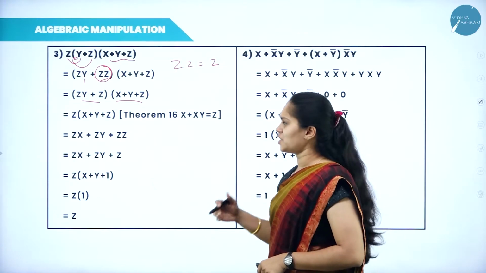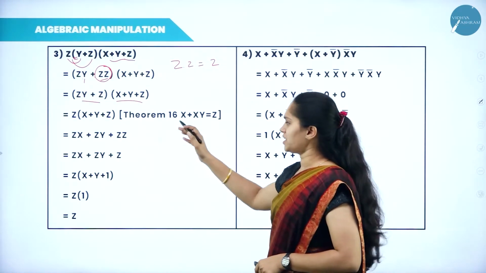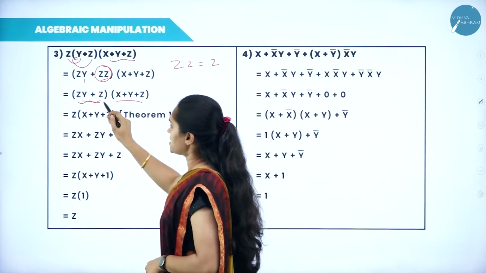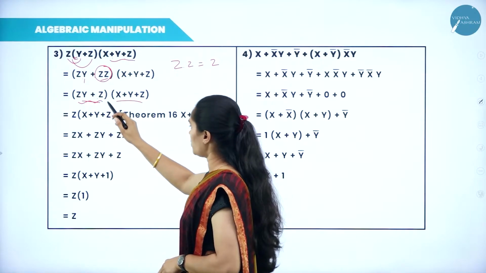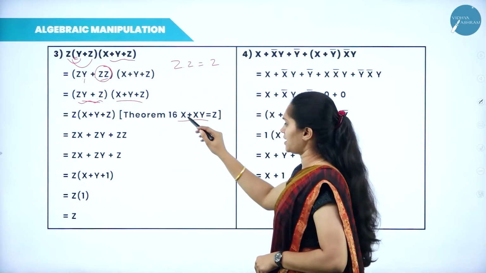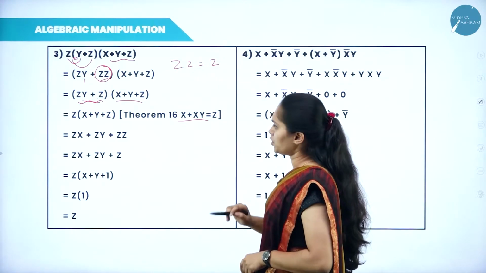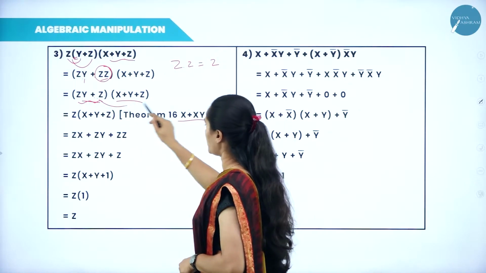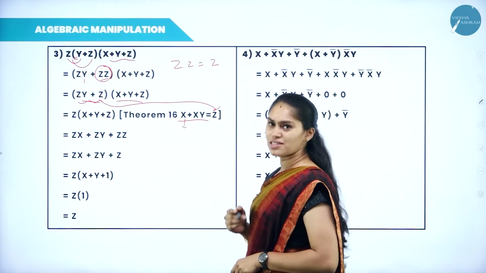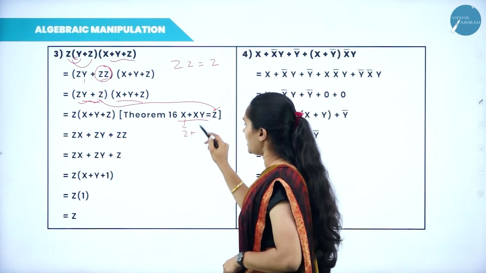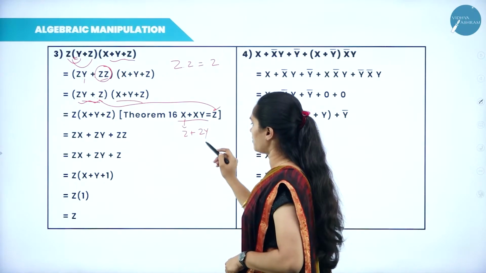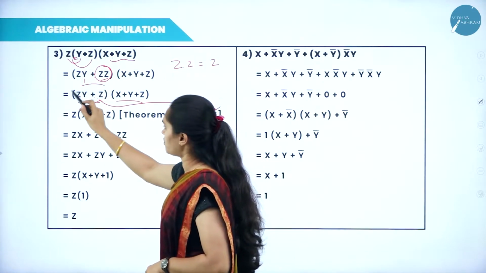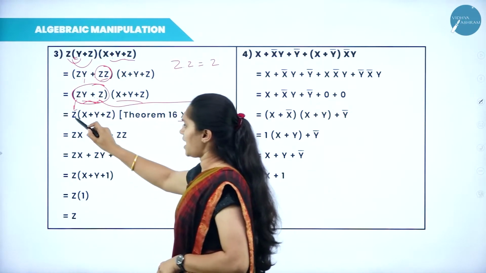In each line you have to check: can I apply any of the theorems to this particular Boolean expression? If you consider this one, zy plus z, that is somehow equal to what? It is theorem 16, that is x plus xy is equal to x. That means instead of writing zy plus z, I am going to write only z, because in the place of x we have z, and in the other term we have z again and y. So this will be equal to z itself.